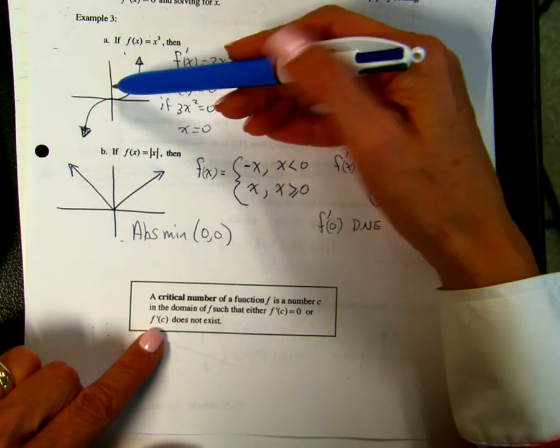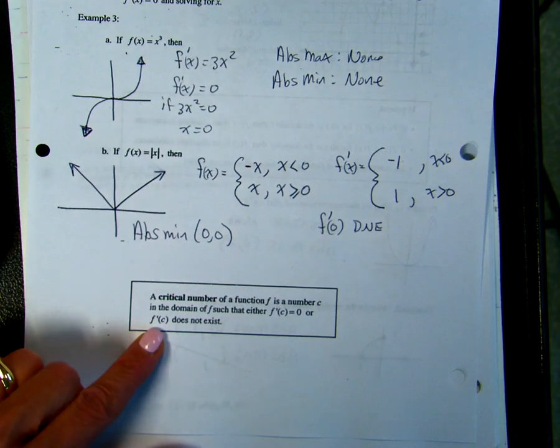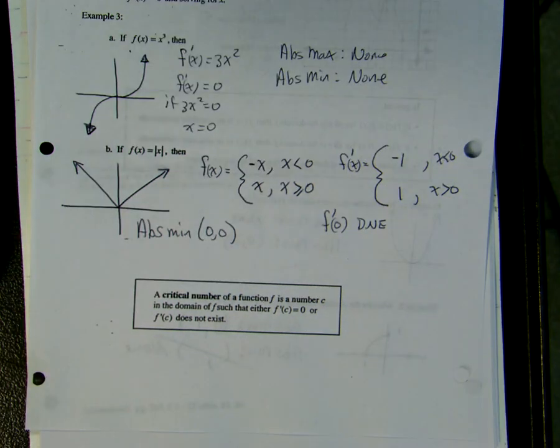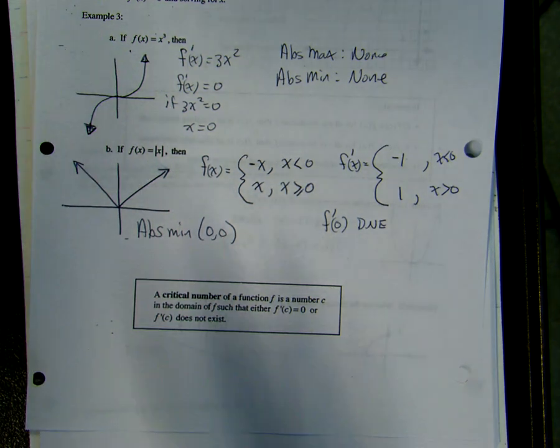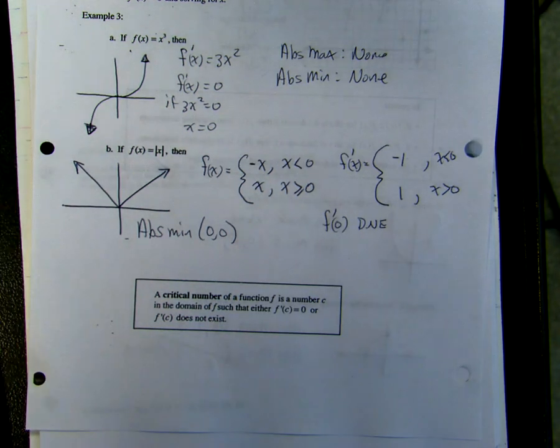So just like in these two examples, the derivative was 0, the derivative doesn't exist. So it gives us a possible reason to suspect that we have a max or a min. So it is necessary, but not sufficient. Okay, over the page, let's do a few examples.